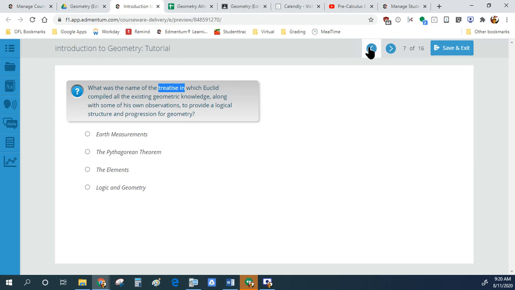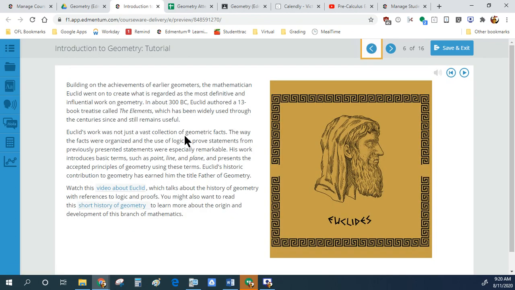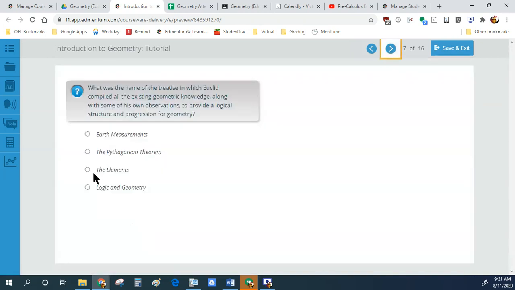A lot of the stuff I've been highlighting, FYI, in case you guys want to watch the video, is involved in the test. So when you see me do this, it's probably a good thing to write it down. No problem. So yeah, the Elements is that book that he wrote.